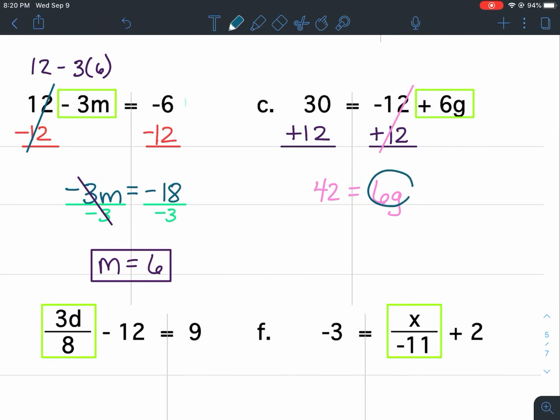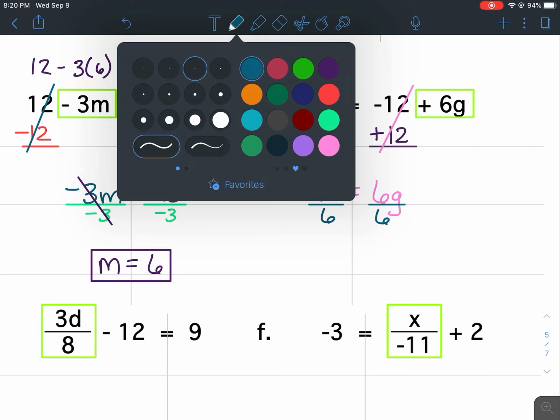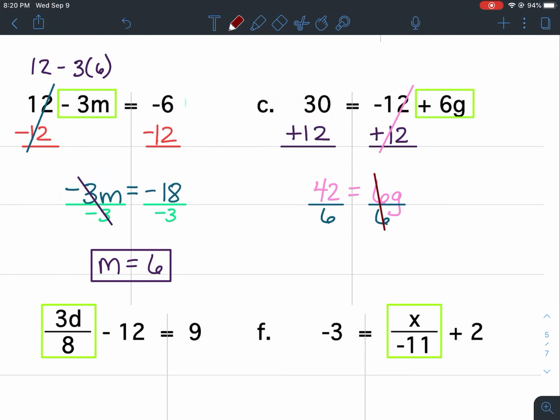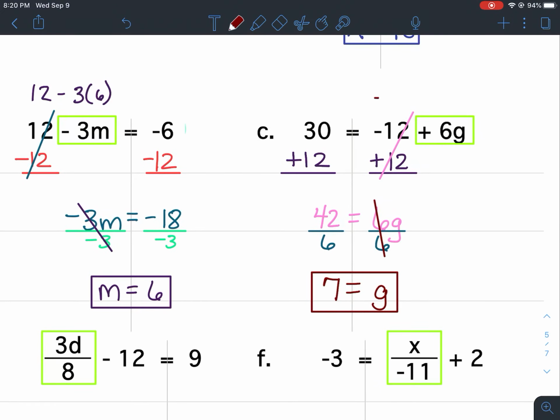Okay, this is multiplication. The inverse operation is division. So I'm going to divide both sides by 6. The 6's will cancel. Keep your variable on the right side, and 42 divided by 6 is 7. If I wanted to check this one in the calculator, I would put negative 12 plus 6 times 7.